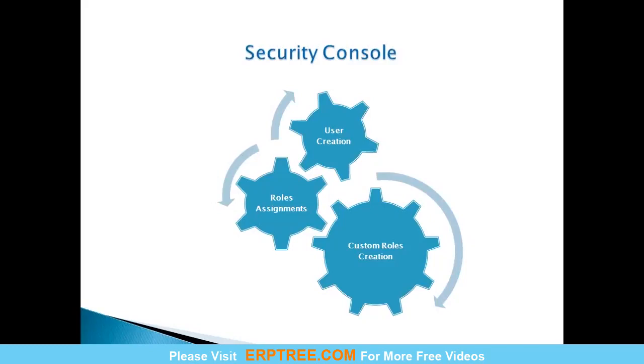In EBS, we can create the custom menus within the system administrator responsibility. But in Fusion, within the security console, you can create the custom roles. Primarily we use the security console for these purposes when we are working as a functional consultant. So any questions on this, please? User creation, role assignment, creating custom roles as per the business requirement.